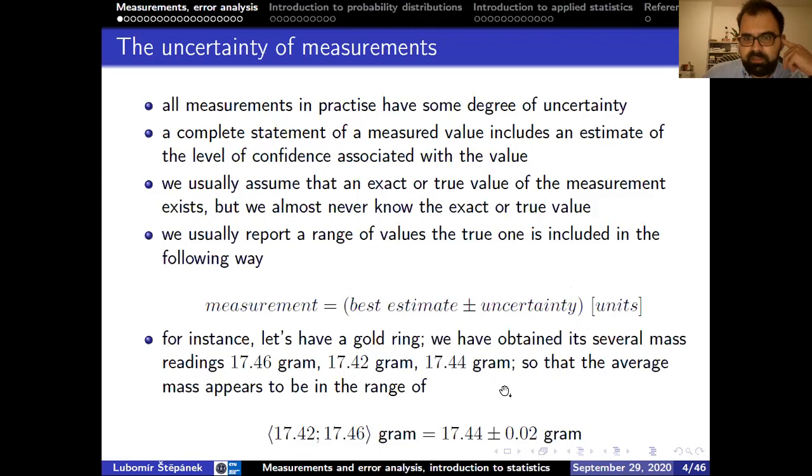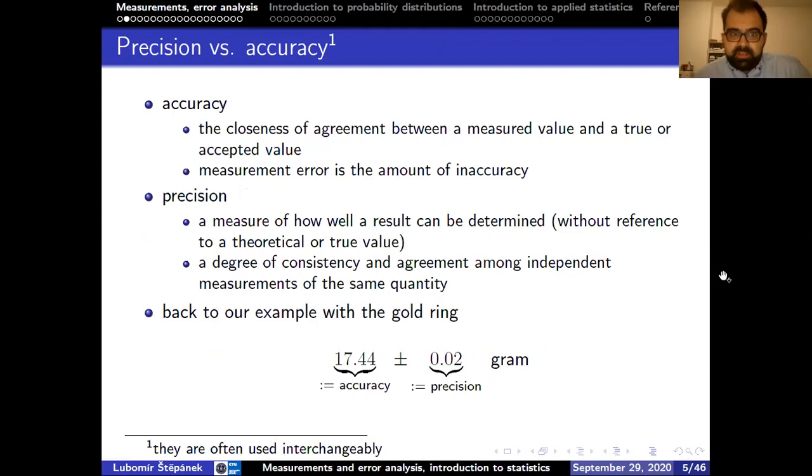Okay, so two concepts: precision and accuracy. The uncertainty in physics, and not only in physics, is given by these two concepts. And sometimes it's feasible or meaningful to distinguish between these two concepts. So what is accuracy? What is precision? Accuracy is a closeness of agreement between a measured value and a true or accepted value.